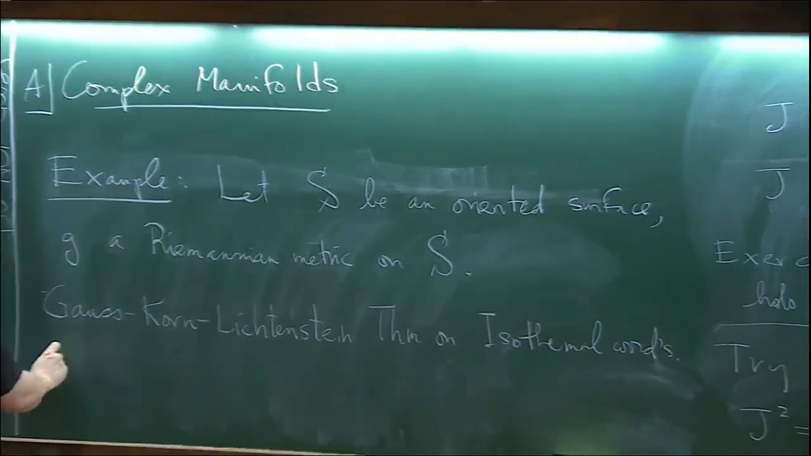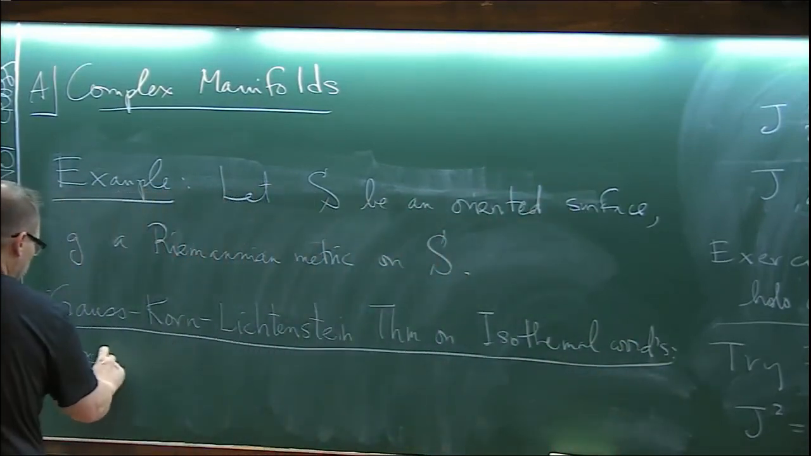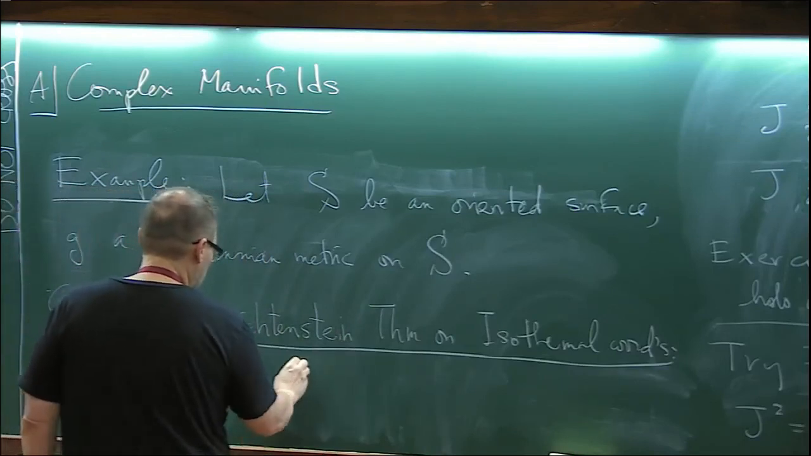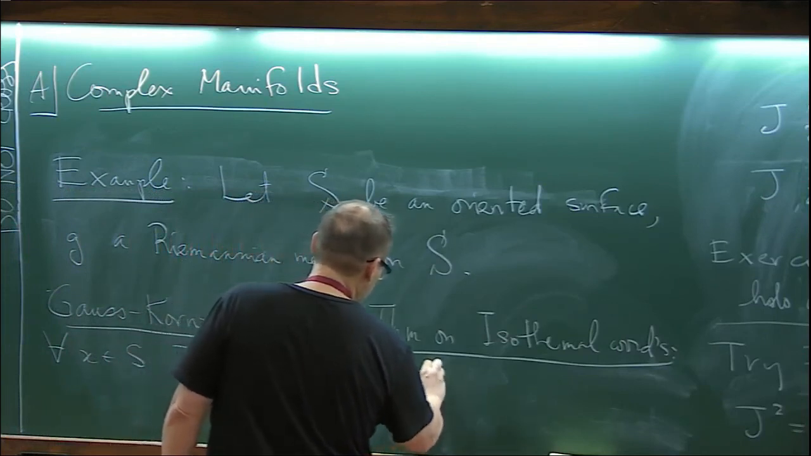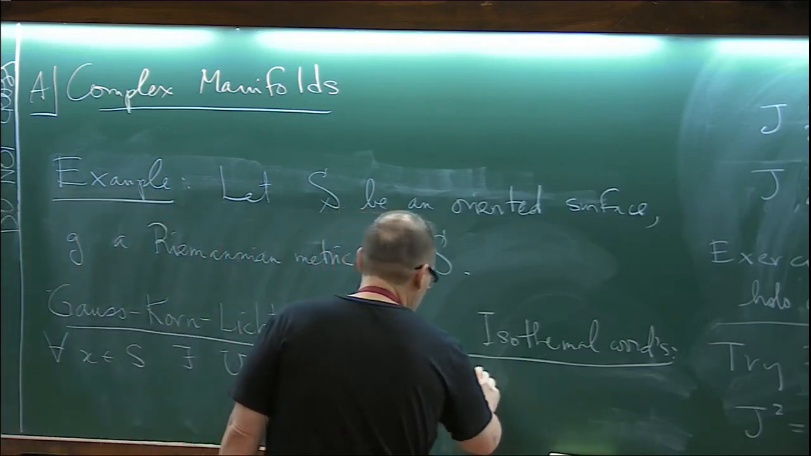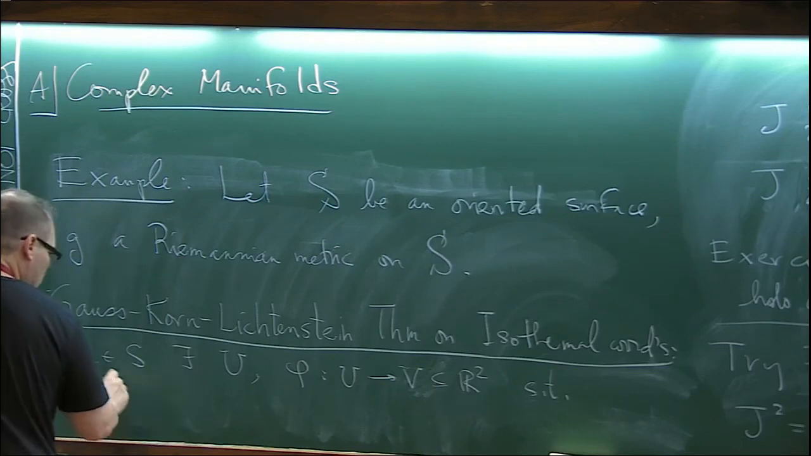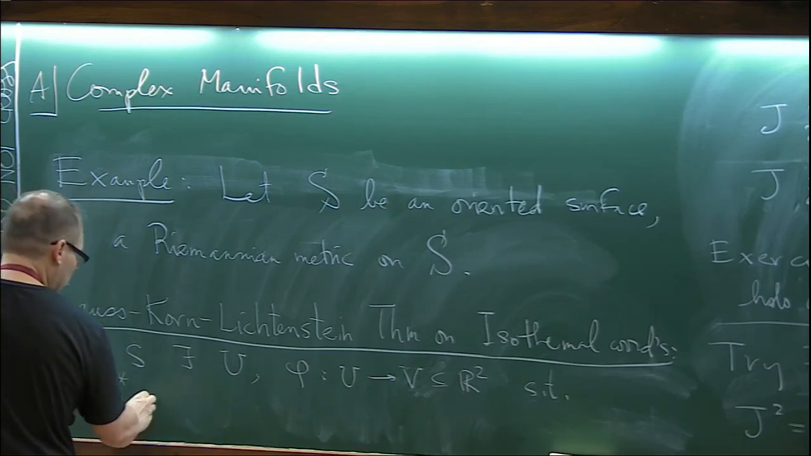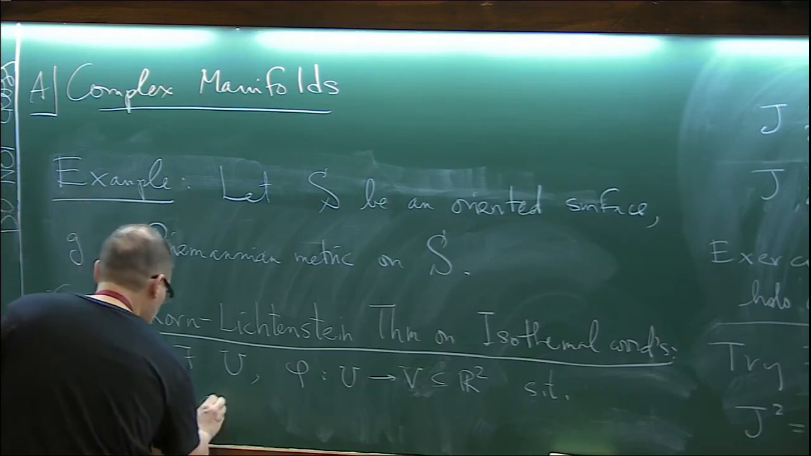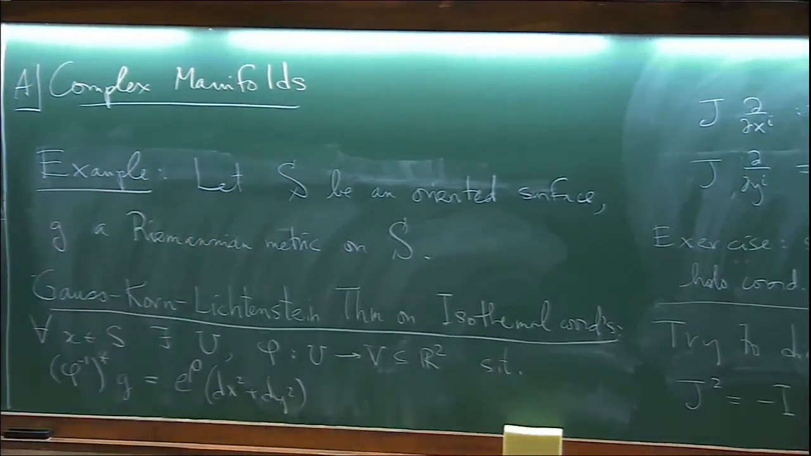It says that for all points x in S, there exists a neighborhood U and a map phi from U into V in R2, which is a diffeomorphism onto its image, such that if you take phi inverse and you pull back the metric G, then you get some function times the Euclidean metric. In other words, you can always choose the coordinates so that your metric becomes conformal to the Euclidean metric.